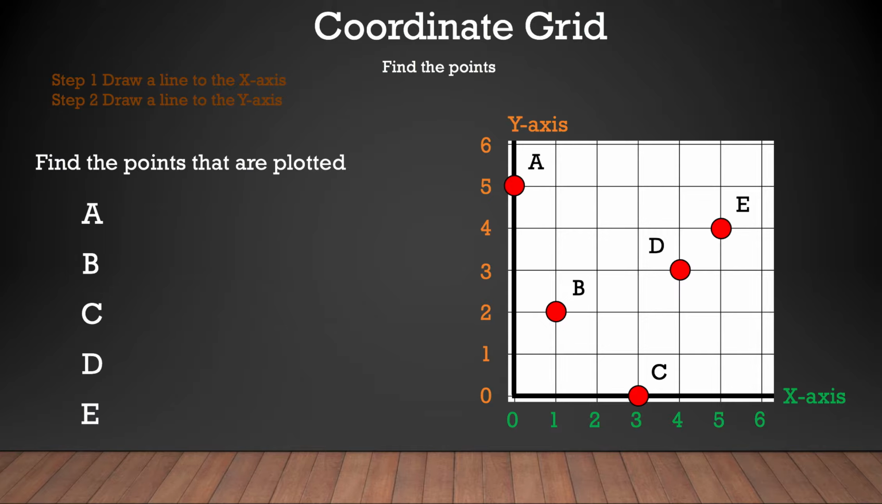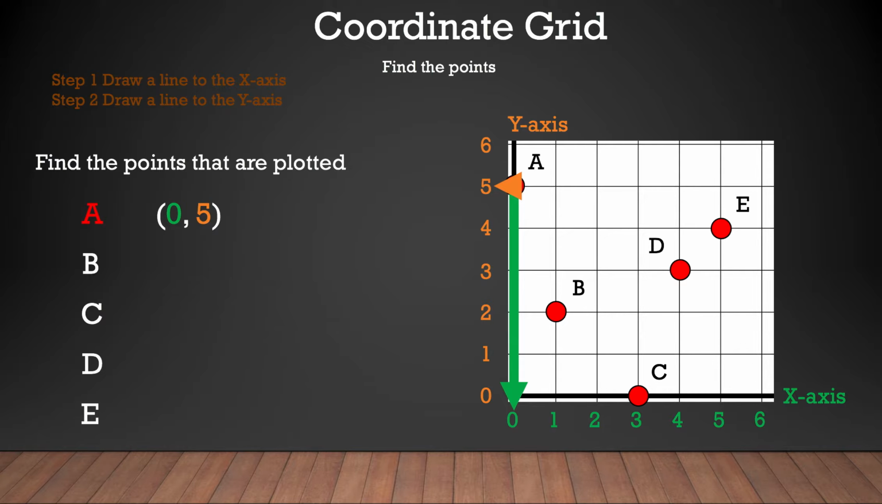So let's go ahead and start with A. First do step 1, draw to the x-axis. As you draw straight down, you can see that you're at 0. And that's the green number, the first number in your ordered pair. Next, you're going to draw to the y-axis. Although it's already on there, you can see when you draw it that you're at number 5. So my point for A is 0, 5.